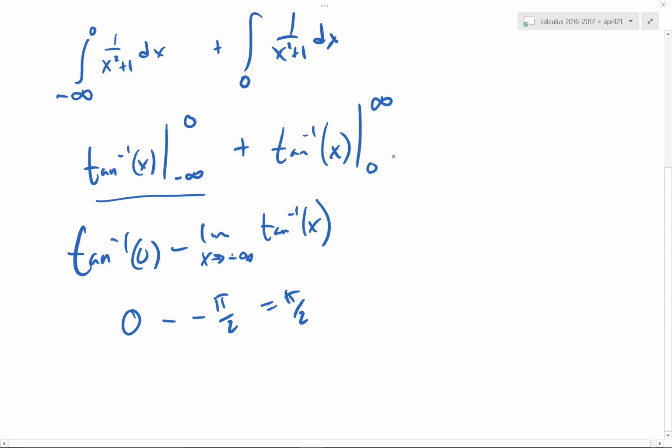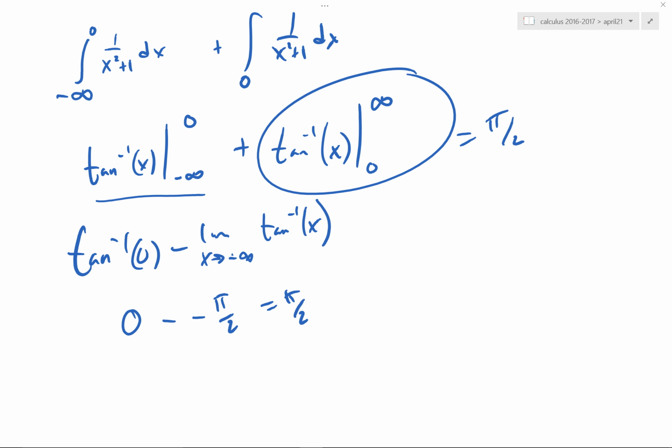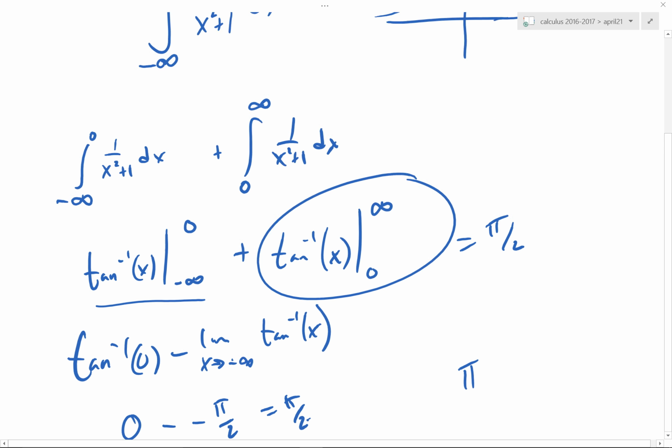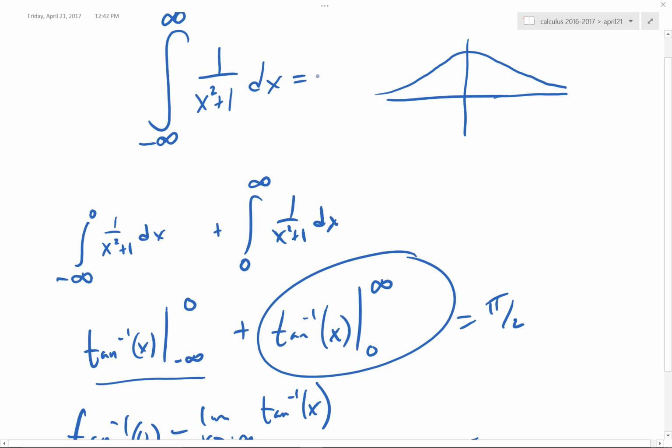We're pretty confident about this one. This part here must be pi over 2, right? And what happens when you get pi over 2 plus pi over 2? You get pi. So my question to you is this: because this equals pi, is it a PDF? No, it has to equal 1. How are you going to make it be 1 instead of pi? Well, you could put a 1 over pi out front, couldn't you?